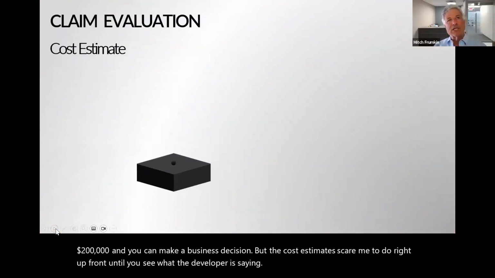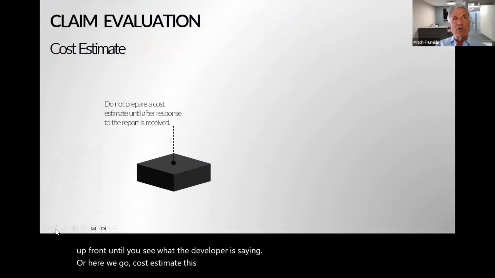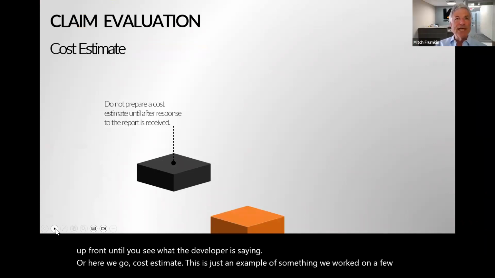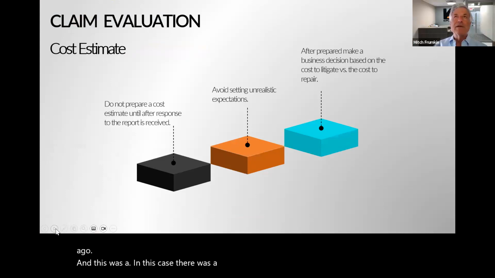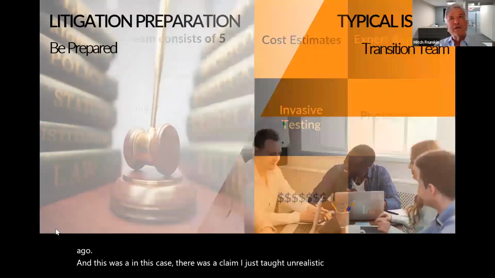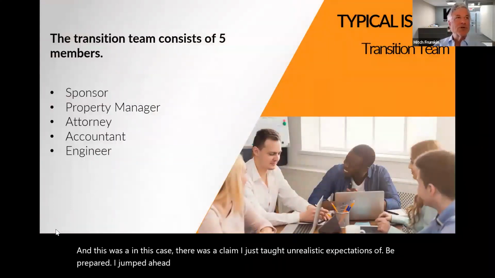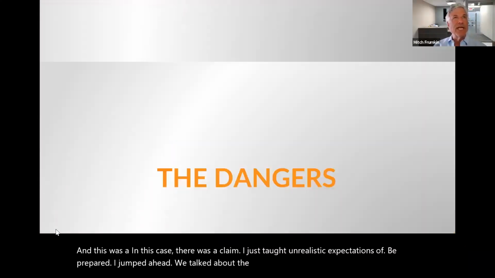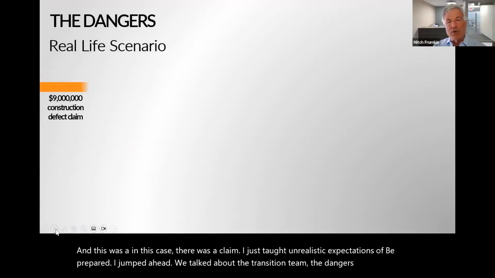All right, here we go, cost estimate. This is just an example of something we worked on a few years ago. And in this case, there was a claim. I just taught unrealistic expectations. Be prepared, I jumped ahead. We talked about the transition team, the dangers. Here's the dangers. This is a real life scenario.